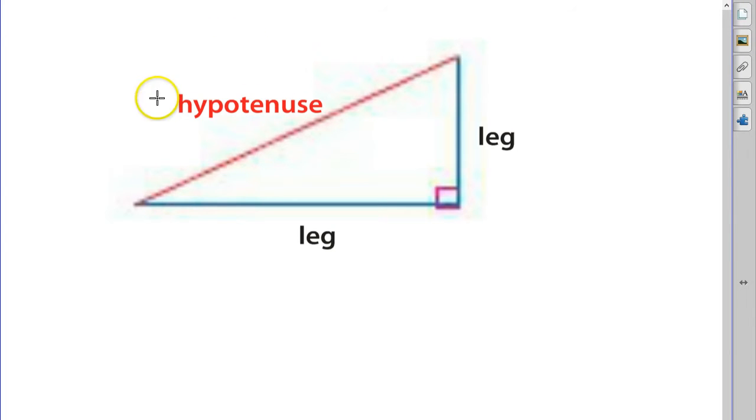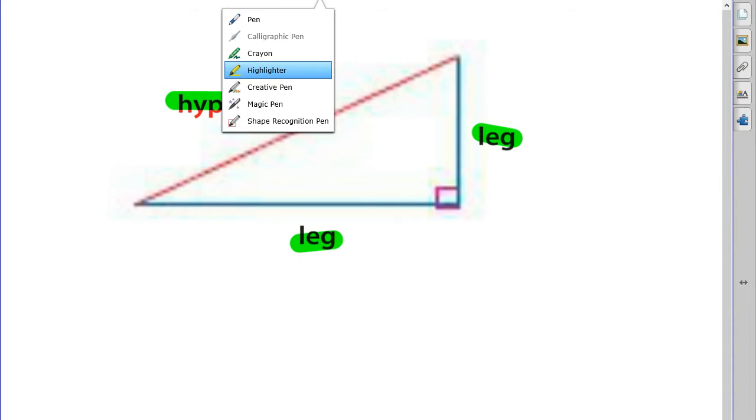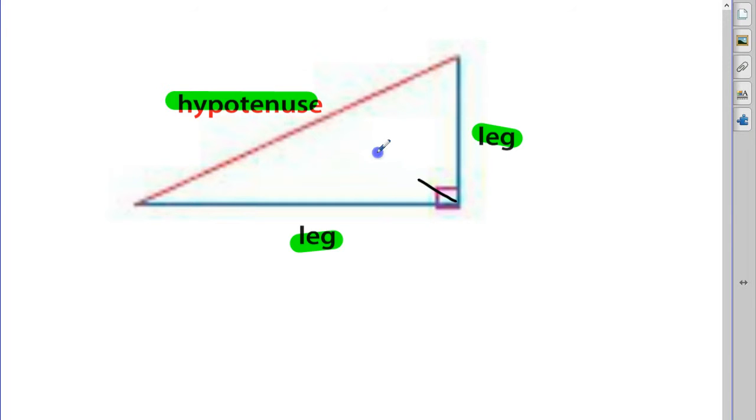So first of all, things we have to identify. When you have a right triangle, the biggest side, that ends up being the hypotenuse, right here. The other two sides are called legs. So biggest side is the hypotenuse, smaller sides are legs, plus the hypotenuse is also always opposite of the right angle. So that's our other way to know the hypotenuse.